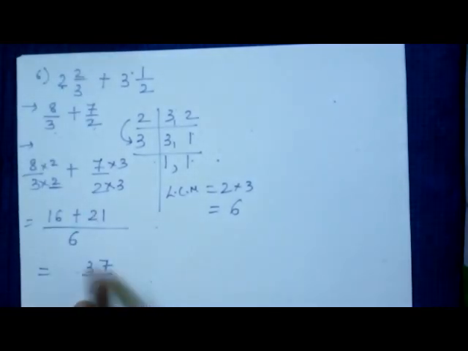Now here cancellation is not possible because 37 is an odd number and 6 is an even number. An odd and an even number can never come in the same table. So 37 and 6 will never come in the same table.